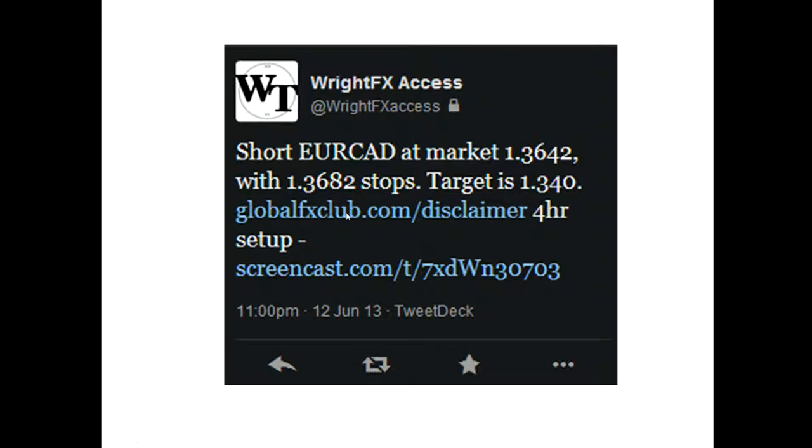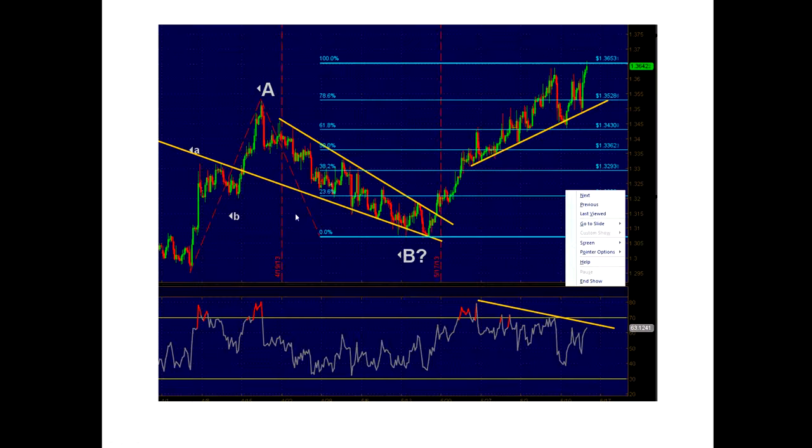All right, here's a link to our disclaimer, and this is the 4-hour setup. We include a link to an image. If you went to that image, this is what you would get. All right, so this is one of our Elliott wave setups. You will also see setups that use an Ichimoku strategy, a moving average strategy, and then just a general price action strategy like trendline breaks and things of that nature. This is an Elliott wave strategy.